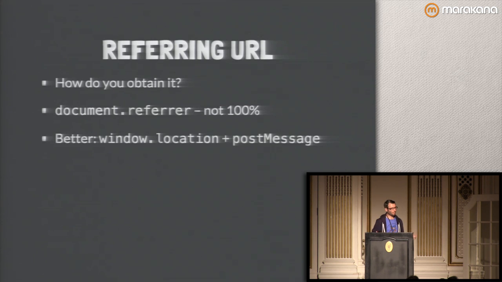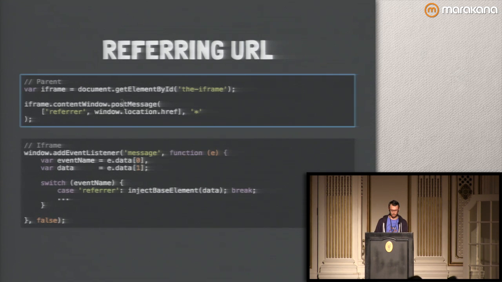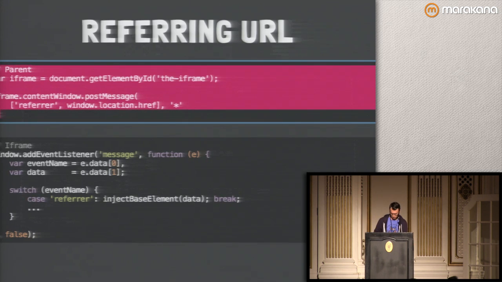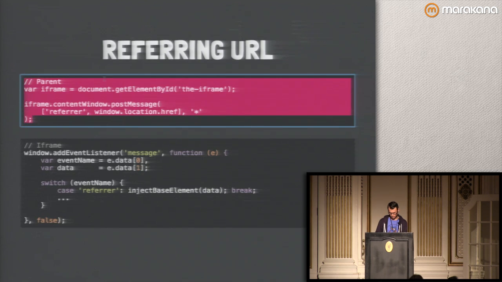So this is when we come back to postMessage. Since we have JavaScript that's going to run on the parent page, and we've got JavaScript that's going to run inside the iFrame, we can just get the JavaScript on the parent page to pull what the URL is and send that into the iFrame and generate the base tag for us. So at the top here, this is running in the parent. I'm going to get the iFrame element again, and then I'm going to send a message.